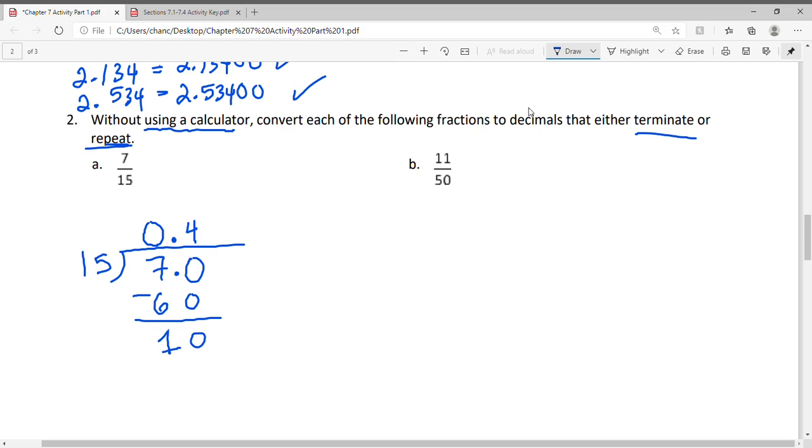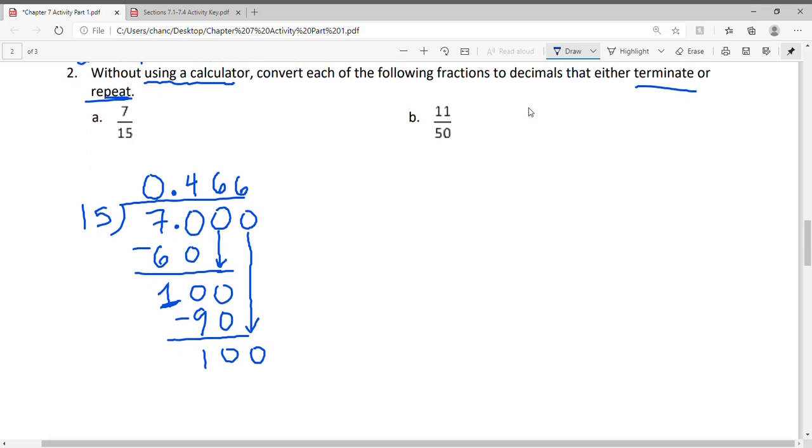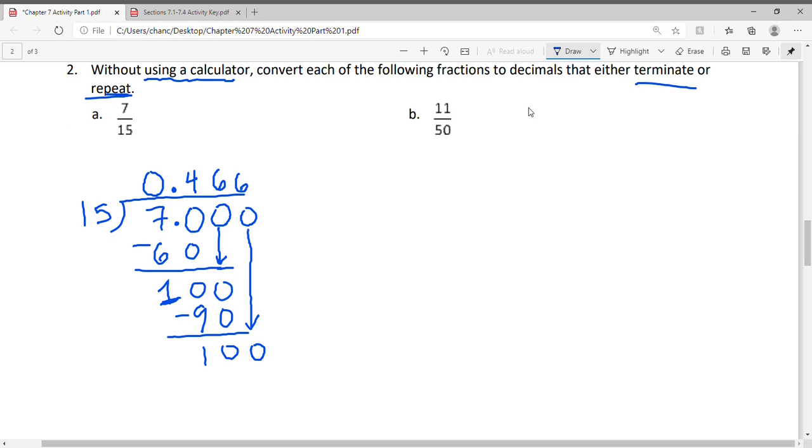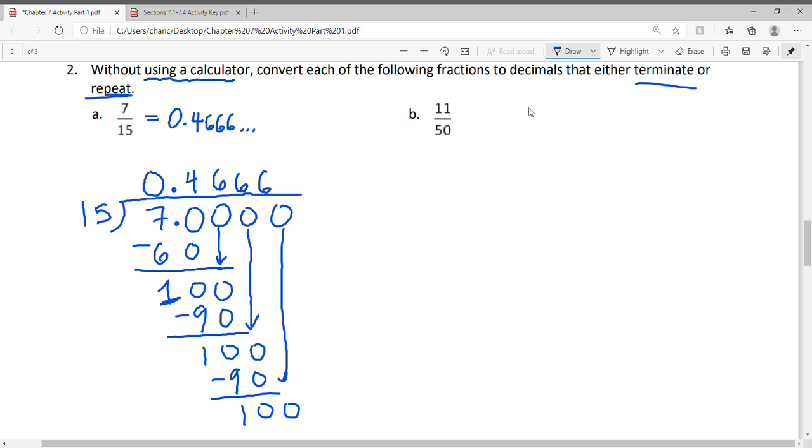15 does not go into 10, so that's good. We know we did it right. So we're going to bring down another 0 and ask how many times does 15 go into 100? Well, it goes into 100 6 times, and 6 times 15, that's 90. I get a remainder of 10, and then we're going to continue to add another 0. 15 goes into 100 6 times, and you should be able to see the pattern by now. Let's just do it a couple more times just to make sure. 15 times 6 is 90. Subtract, we get another 10. Drop down another 0. It's going to become 100 again. So this is another 6. So we can say 7 over 15 is equivalent to 0.466 repeating. Or I can say 0.46 bar on top of the 6.